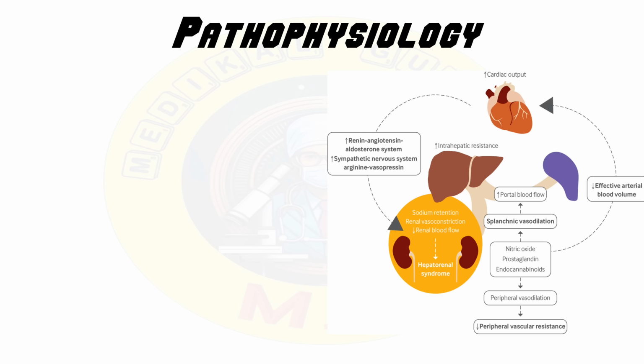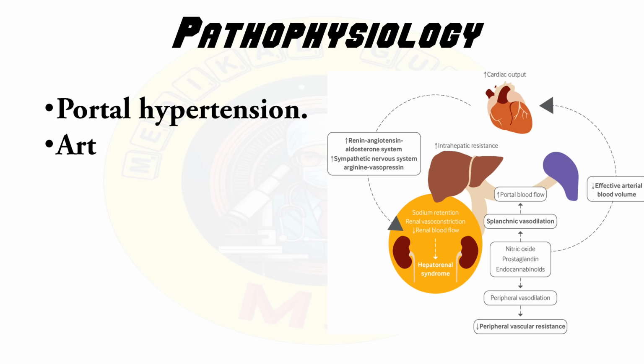Coming to pathophysiology, the pathophysiology of hepatorenal syndrome is complex and multifactorial, but it primarily revolves around extreme renal vasoconstriction due to circulatory dysfunction in the setting of severe liver disease. Key factors include portal hypertension, that is increased pressure in the portal venous system that leads to splanchnic vasodilation and reduced effective circulating volume.